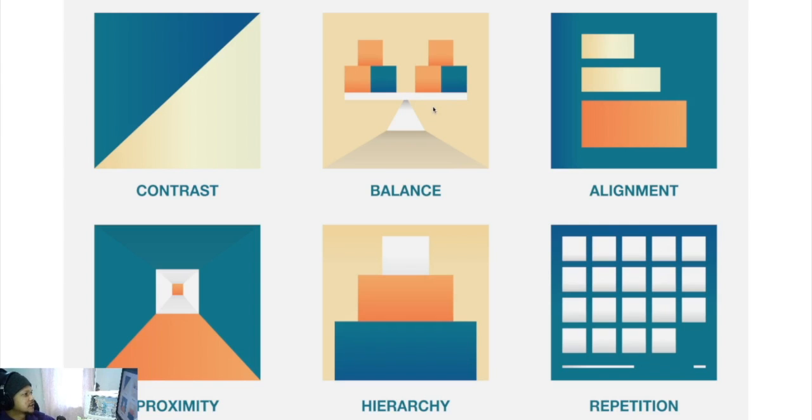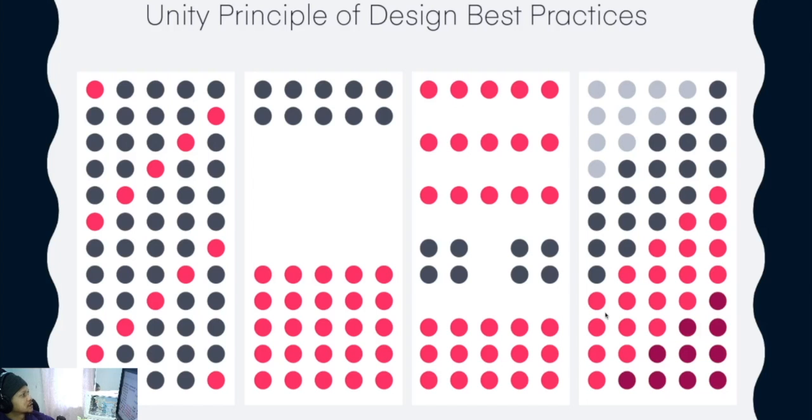This is balance. Okay, alignment, proximity, hierarchy, repetition. Okay, unity, principles of design best practice. You look at here, it is repetition. They repeat the red dot. Proximity, alignment, contrast.